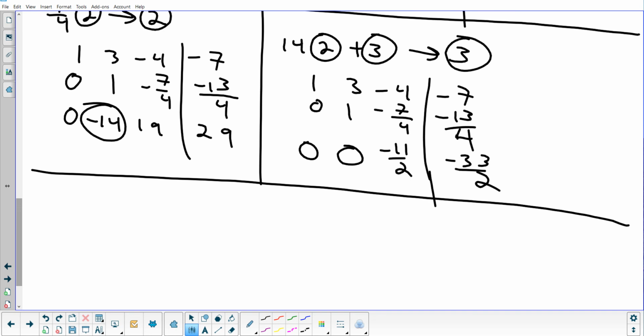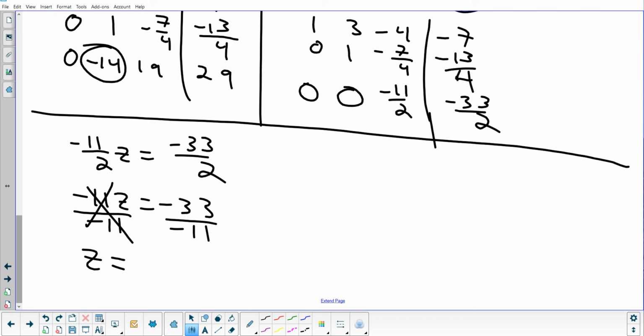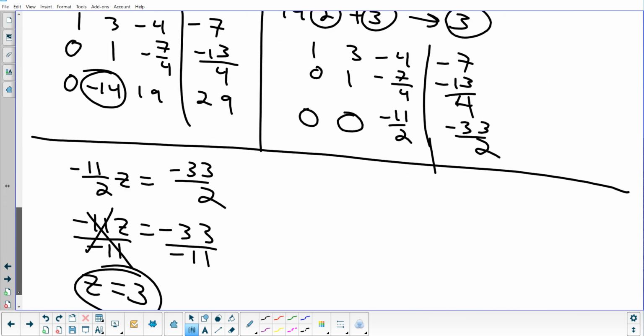And now, rather than get a 1 in this spot, I'm just going to solve this. What does that last row say? Negative 11/2 Z is equal to negative 33/2. And what could you do to solve that? Multiply by 2. And then divide by what? 11. Or negative 11. Yep. So Z is how much? 3? 3.